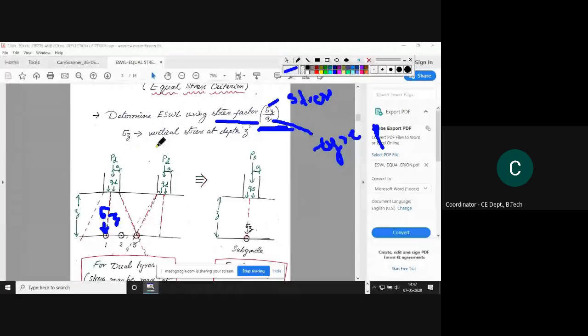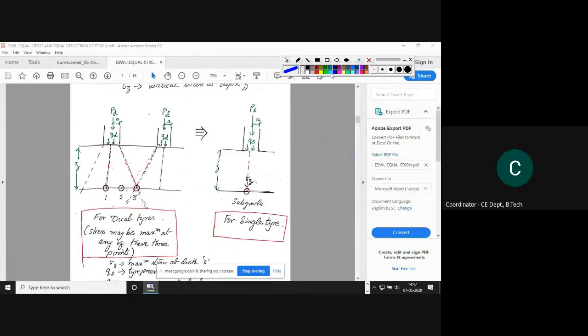And as I said, sigma z is the vertical stress at a depth of z. Suppose this is the condition. We have to convert this dual wheel to a single wheel. For that we must see what different loads are applied over it. The load applied on each wheel of the dual wheel combination is PD. So here also PD, here also PD. And the tire pressure of each wheel in the dual combination is denoted by Q suffix D. D for dual.